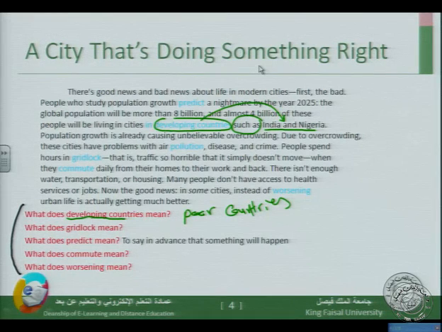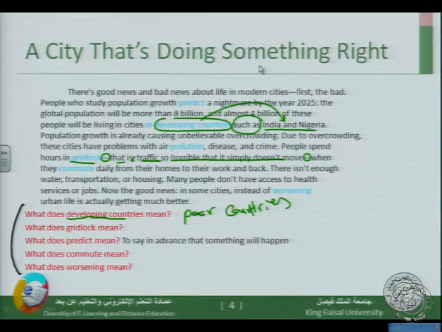What does gridlock mean? Gridlock. Notice now after gridlock there came a hyphen, that is a hyphen, and here a hyphen. So between these two hyphens is the definition of gridlock. Gridlock means so terrible, so horrible that it simply does not move. Okay? So not easy to move. This is what I mean by gridlock.